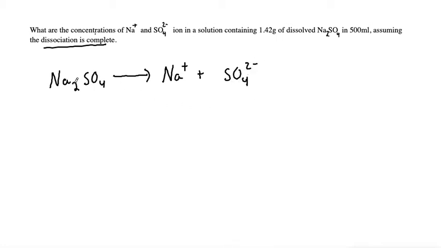And since the subscript on the Na is a 2, that means we'll have a 2 coefficient on the Na. Same thing with the SO4. We don't have parentheses around the SO4 polyatomic ion, so there is only one SO4 in the compound. So we'll have just a 1 coefficient in front of the SO4 2-, which means we can leave that blank.